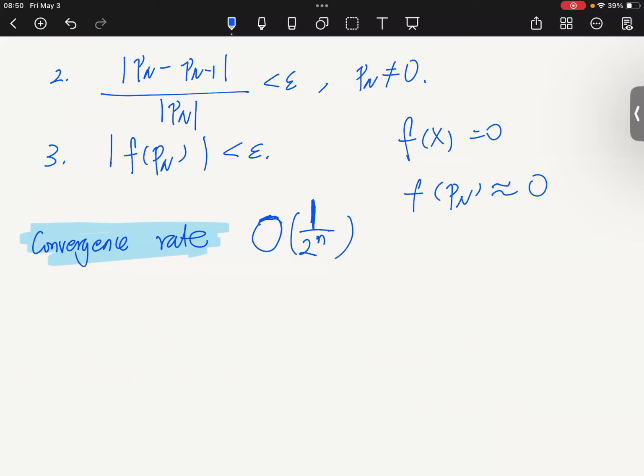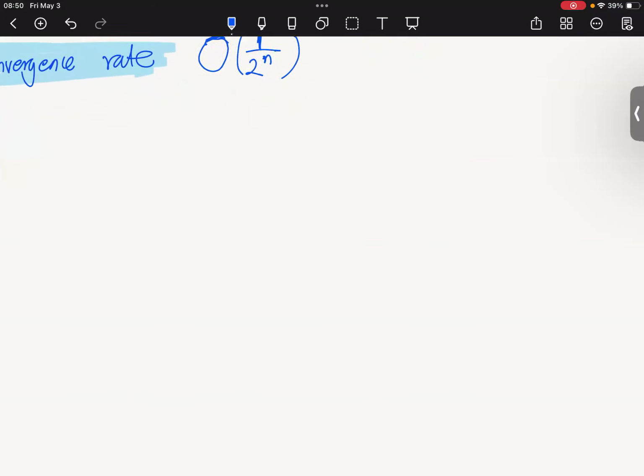Next time we are going to talk about the fixed point method as well. If you want to preview the class a little bit, you can take a look at the textbook's fixed point methods.